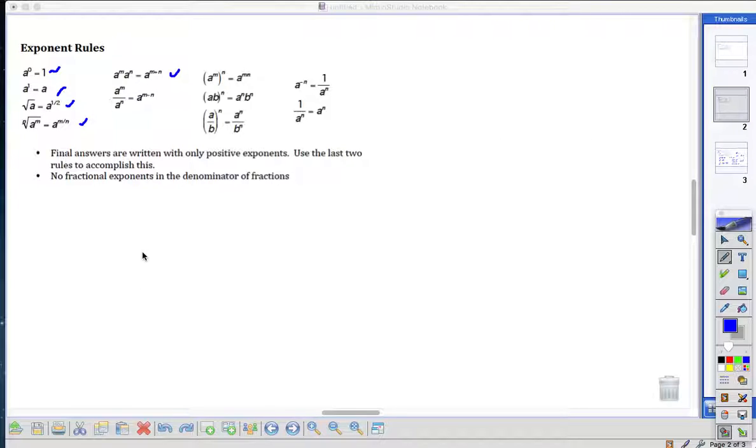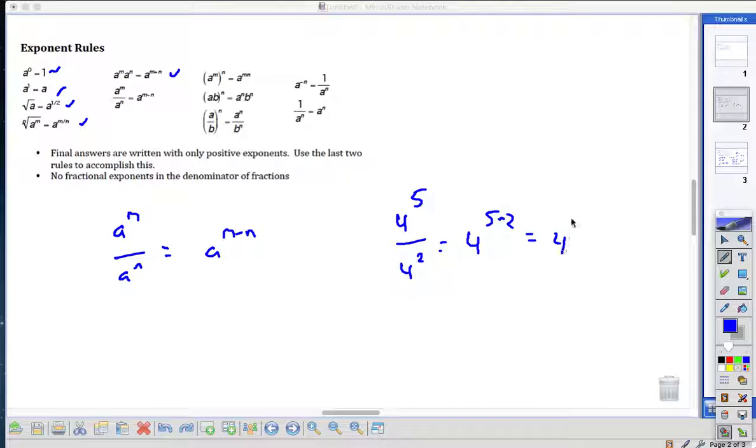Now let's look at the division rule. So if I have some number divided by the same base, the rule simply says we subtract the exponents. So if I have, say, 4 to the 5th over 4 to the 2nd, it's going to be 4 to the 5 minus 2, which is going to be 4 to the 3rd power. We just subtract the exponents, and that ends up being the exponent. So it's always top minus bottom.